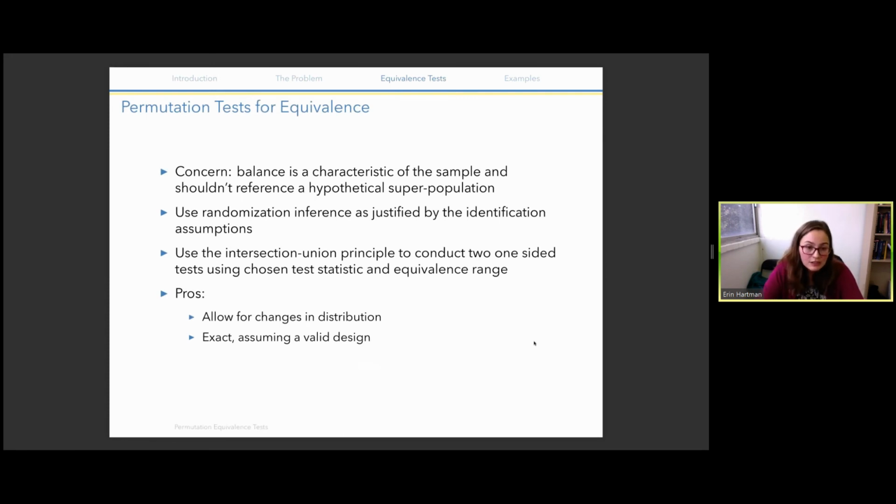Right? And so why would you do this for the permutation test? Well, there is some concern out there in the literature that a lot of times these tests refer to these hypothetical superpopulations, right? We're drawing our treatment and control group from these two distributions, and we're asking, is the difference in these two means the same? And that's not really what we have when we have an experiment. And so people use randomization inference because that's what's justified by the design, a type of design-based inference. The intersection union principle in the two one-sided test still applies here. And the nice thing is it'll allow us to test not only for changes in means, but changes in distribution.